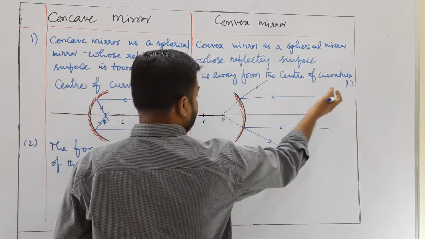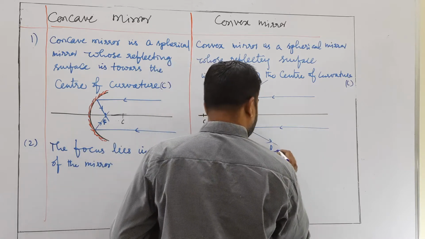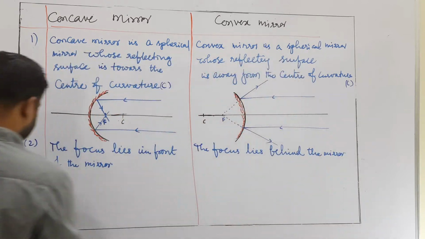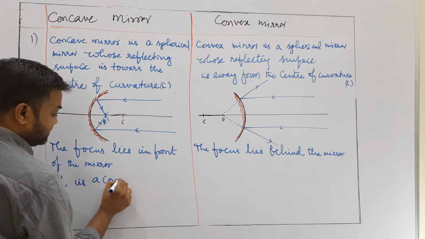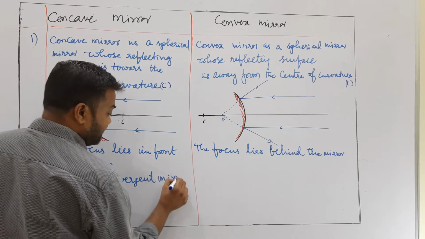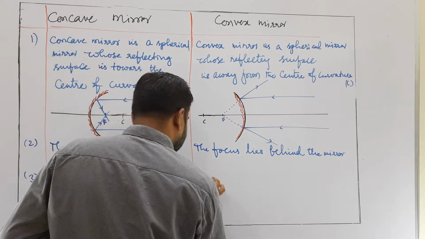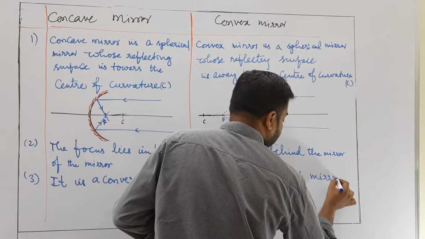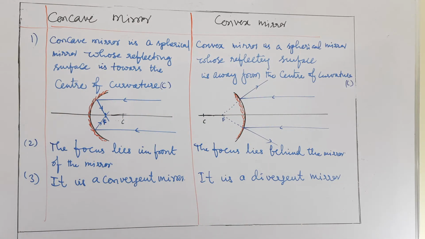Here, in the convex mirror, the focus lies behind the mirror. And here, the concave mirror is a convergent mirror. Why can we call it convergent? Because all the rays after reflection converge, meaning they meet at one point. And this one is a divergent mirror. Okay, like this we can write here. First all of you write this: this is a convergent mirror and this one is a divergent mirror.